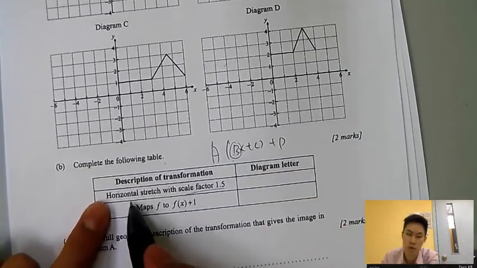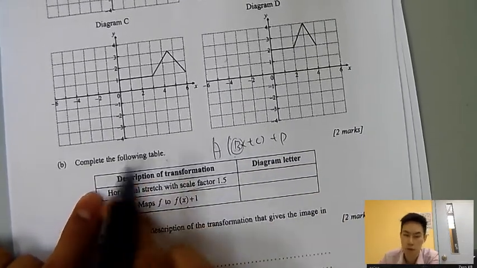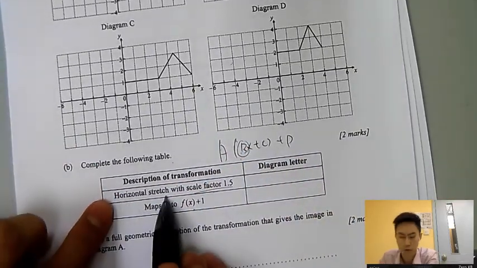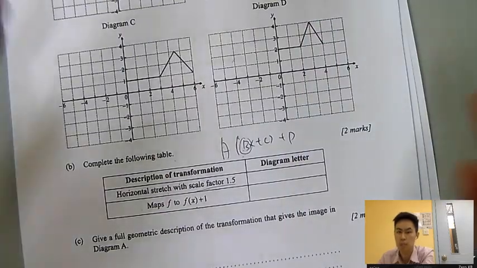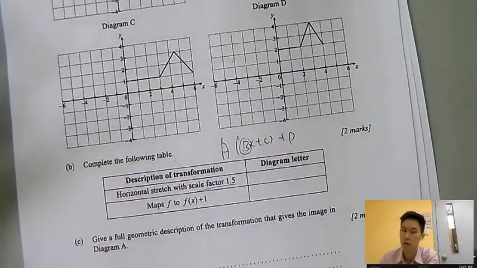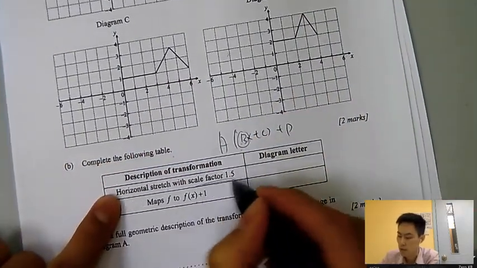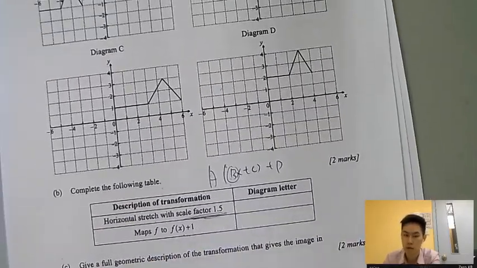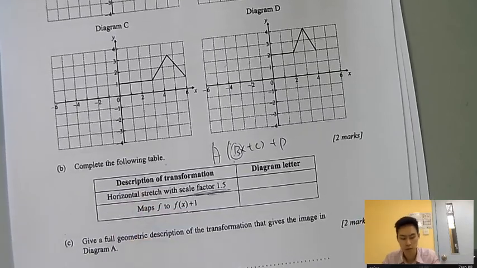But how about this expression? This expression directly tells you how the graph looks. Horizontal stretch, so obviously stretch, by a scale factor 1.5, so multiply by 1.5. This one is simple. Refer to the diagram and choose which one, referring to these two. You have 15 seconds.